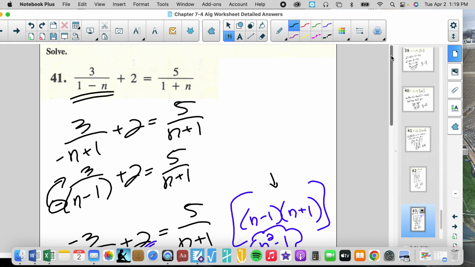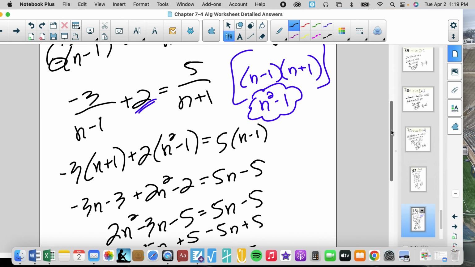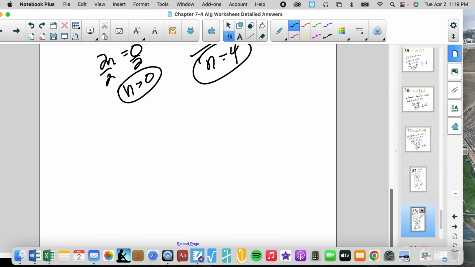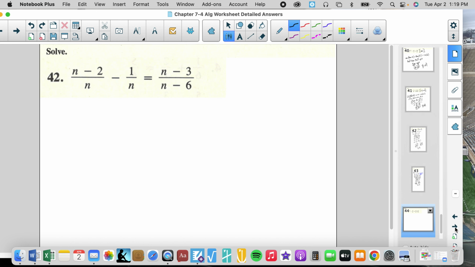Check those solutions. That's okay. 0 is okay. And 4 is okay. So those are my two viable solutions, 0 and 4. These are really good. Last one.